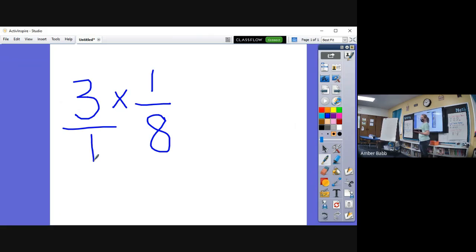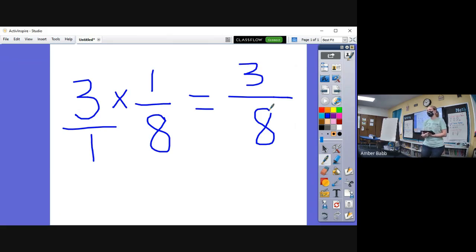Now you multiply your numerators. Numerators are the number on the top. 3 times 1 is 3, and then you multiply your denominators. 1 times 8 is 8. See, Sean was making it as easy as you could. It only works if it's a whole number, though. All of our problems today, I believe, are a whole number times a fraction. So what Sean said will work. You can just multiply the whole number times the numerator and put it over the denominator.